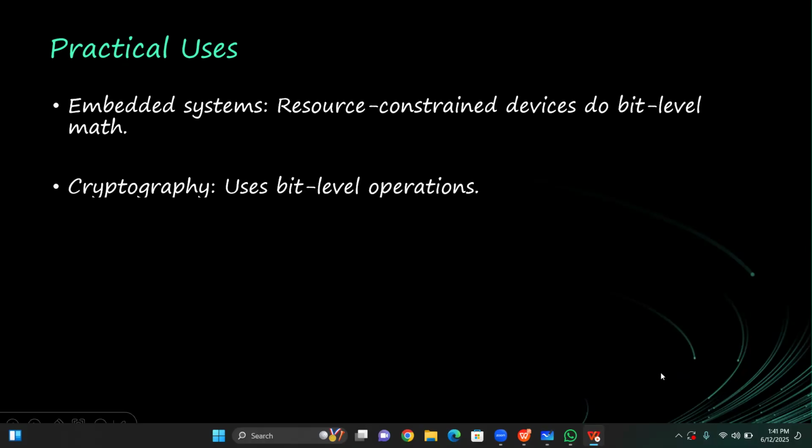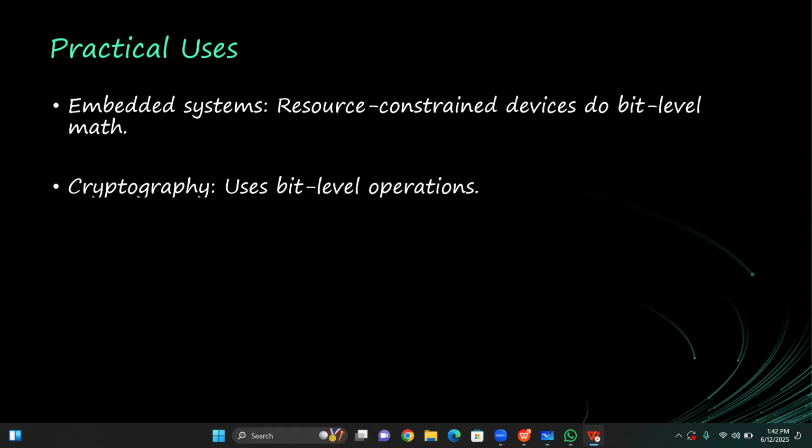Cryptography. Cryptography uses bit level operations. So some of you that would want to go into blockchain, or cybersecurity, these are going to be very, very useful, because cryptography uses bit level operations. There is something we call bitwise operations in some programming languages.